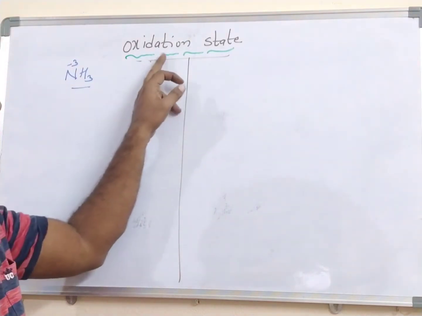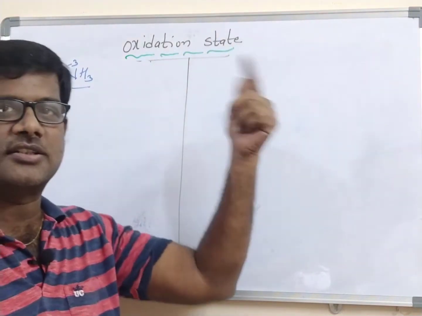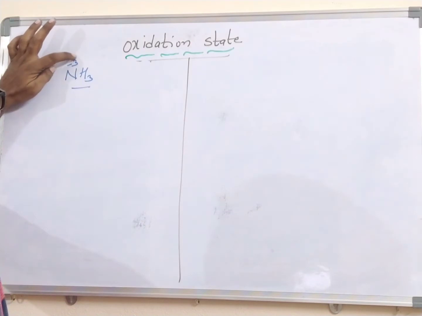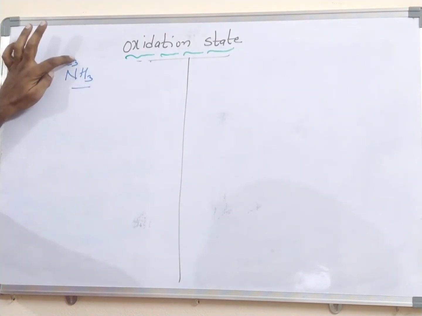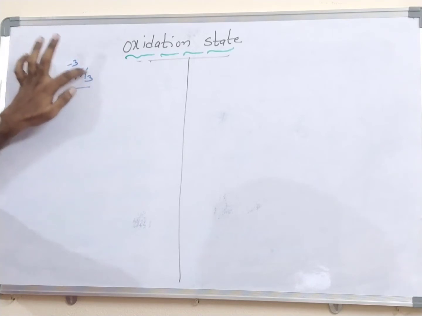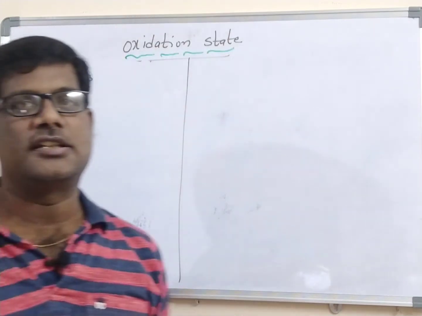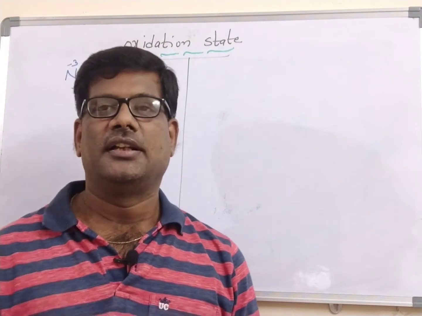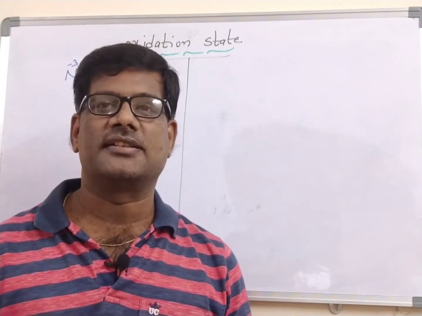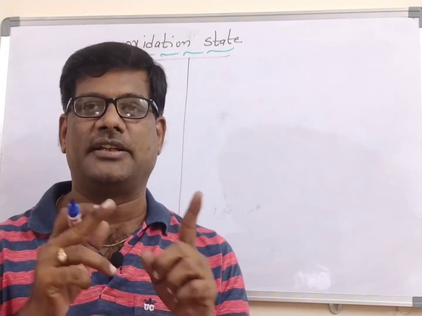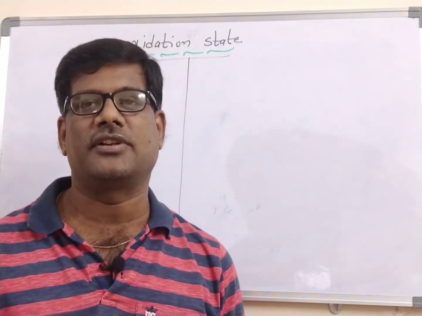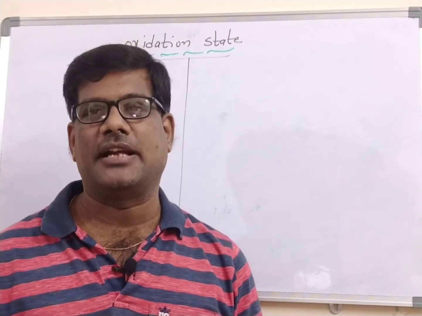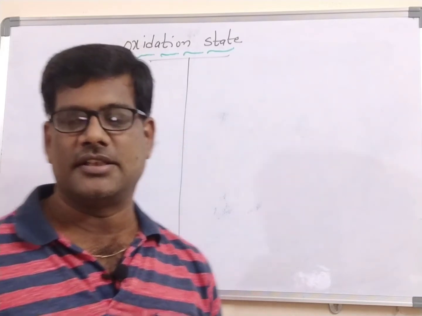Now, what is the definition of the oxidation state or oxidation number? The possible charge acquired by an atom in a molecule. Once again, the possible charge acquired by an atom in a molecule is called the oxidation state. That means in ammonia, nitrogen bears the charge -3. That is the possible charge acquired by nitrogen in the ammonia molecule. That's why the definition of the oxidation state is the charge acquired by an atom in a molecule.